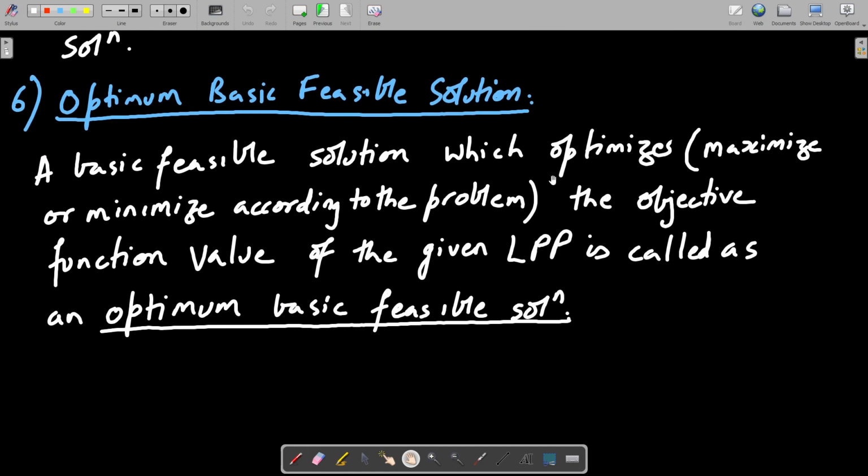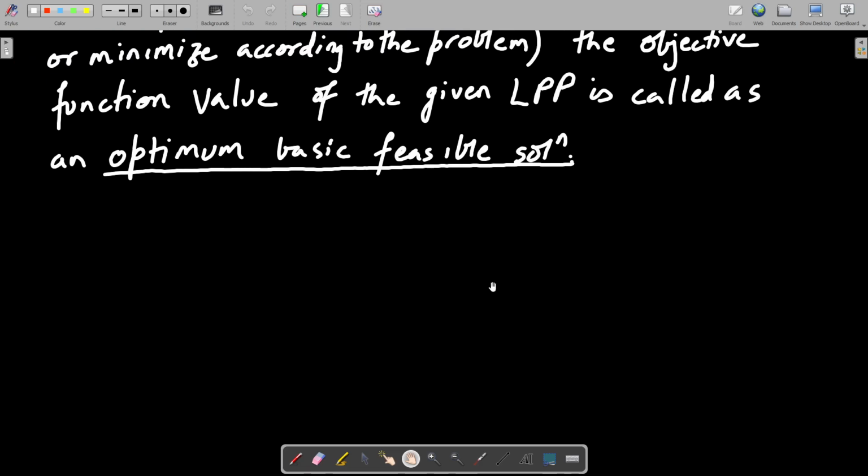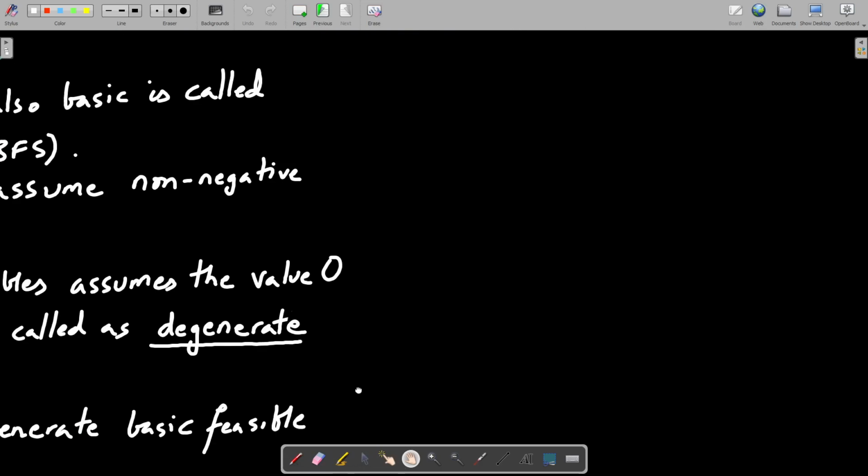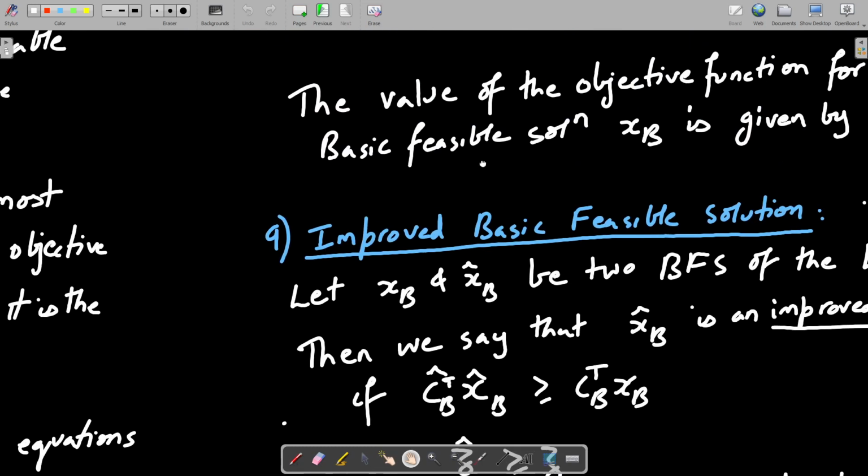Next is optimum basic feasible solution. A basic feasible solution which also optimizes the objective function value of the given LPP is called the optimum basic feasible solution. So it is basic, it is feasible, and it is optimum. So it's the optimum basic feasible solution. Now for the remaining definitions.